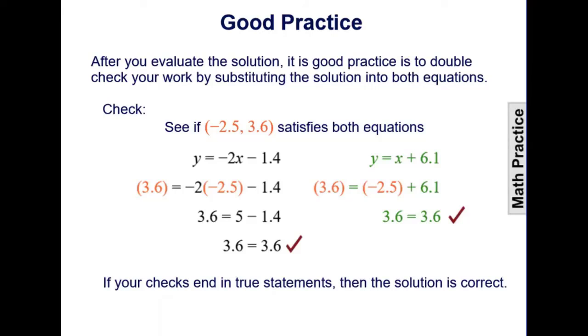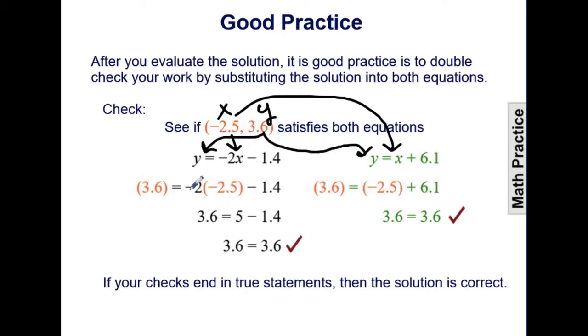After you evaluate this for the solution, it's good practice to double check your work by substituting that point into both equations. So if we want to check to see if our answer, (negative 2.5, 3.6), satisfies both equations, we'll take x as negative 2.5 and substitute that in for x, and we'll take y as 3.6 and substitute that in for y in both equations. When we make our substitutions and simplify down, it does make both equations true. 3.6 equals 3.6 in both cases. So that means the solution is correct.